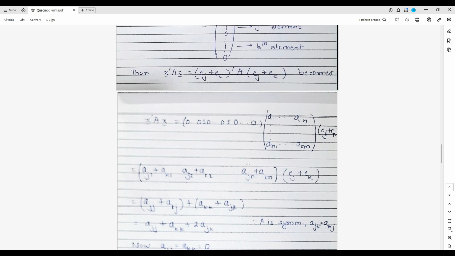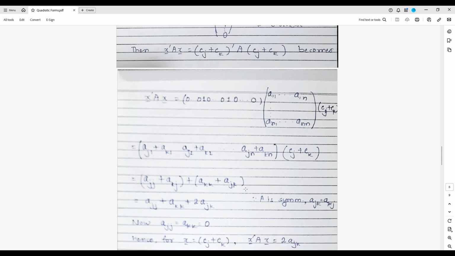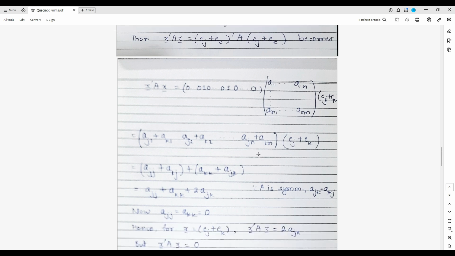And the jth and kth elements of this vector will get added. Now the jth element of this vector is Ajj plus Akj, and the kth element of this vector is Akk plus Ajk, and so the addition will be Ajj plus Akk plus 2 times Ajk, because A is a symmetric matrix, so I have Ajk equal to Akj.